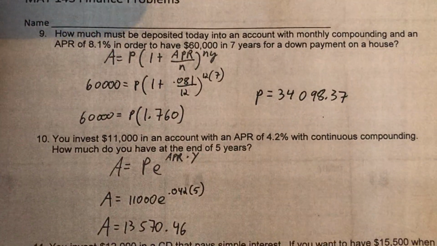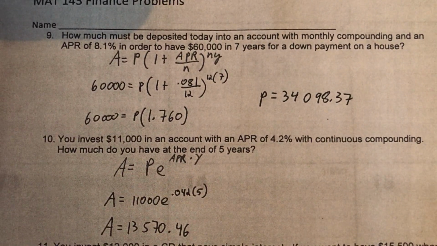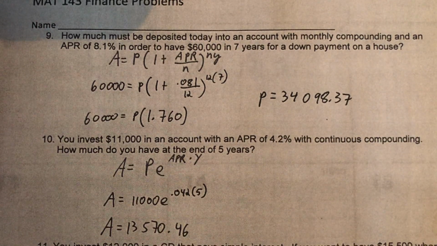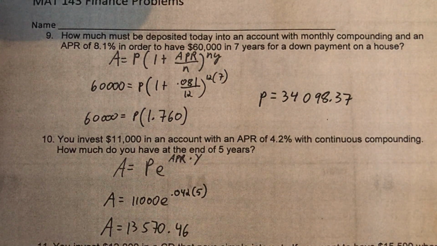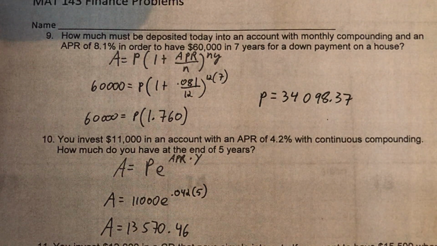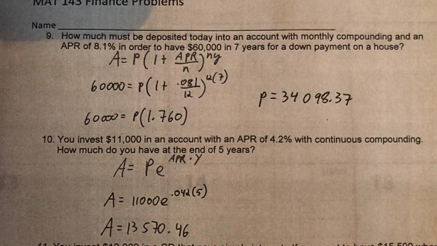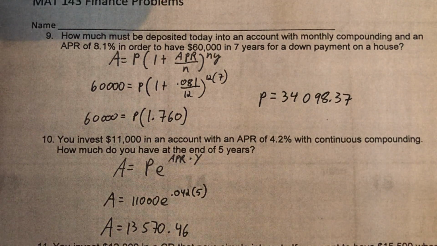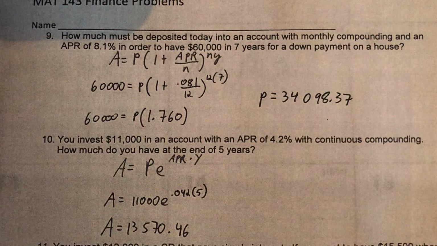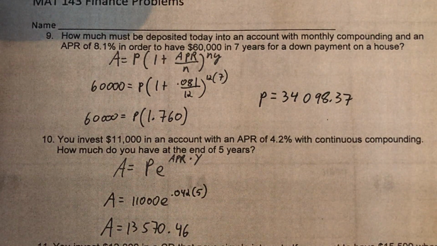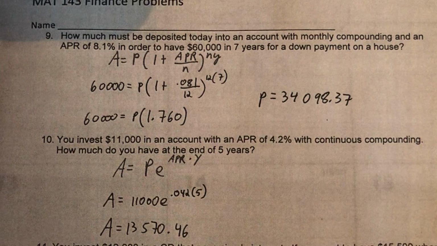All right, number 9. Back to our house payment. We have 8.1% interest, compounded monthly. We want to have $60,000 in 7 years. So that would be the amount we are looking for, the principal. We want to know how much we need to deposit today. So 60,000 equals the principal, parentheses 1 plus 0.081 divided by 12, raised to 12 times 7. And we would get 1.760. We divide that into 60,000, and we would need $34,098.37 today to have 60,000 in 7 years.